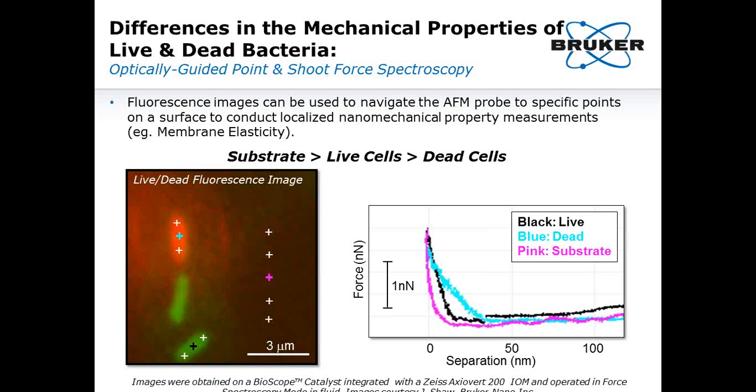We see that the slope of the curve on the substrate is higher than that of the live cells, and that both are significantly higher than the slope of the curve taken on the dead cell, indicating that the substrate has a higher elasticity than the live cells, which in turn have a higher elasticity than the dead cells. The difference in elasticity for the live and dead cells is not surprising, as the compromised membrane of the dead cells would result in an inability to maintain normal cell rigidity. And this agrees nicely with our previous QNM modulus images, where the dead bacteria were more deformable or lower elasticity than the live cells.